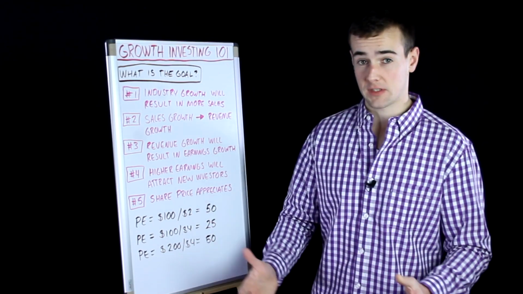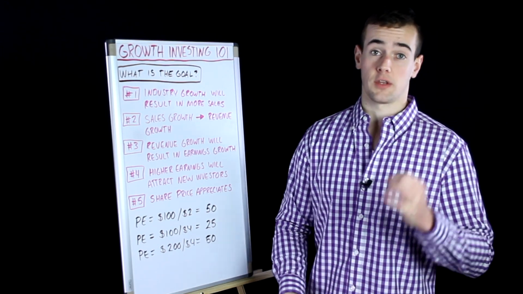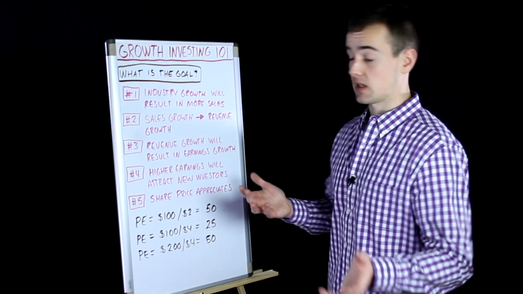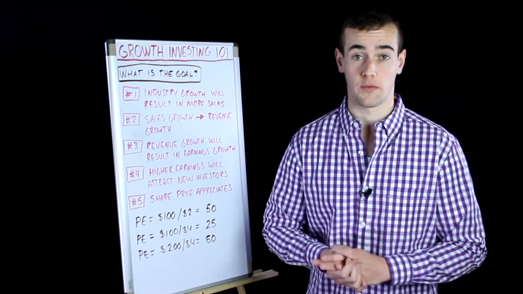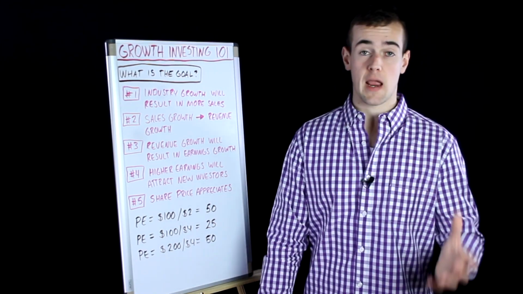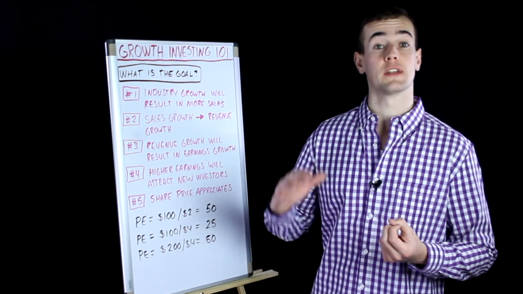So number 5, the 5th step, if all of these things are working together and everything is going well for this company, then the share price will appreciate. But why does this actually happen? I'm going to give you a very simple example here looking at the PE ratio of a company. So let's say the company is $100 per share and the annual earnings is $2 per share. That means their price to earnings ratio is a 50.